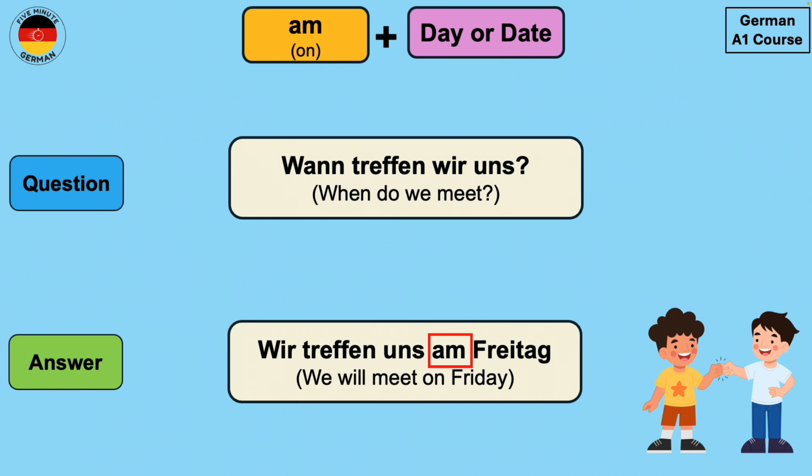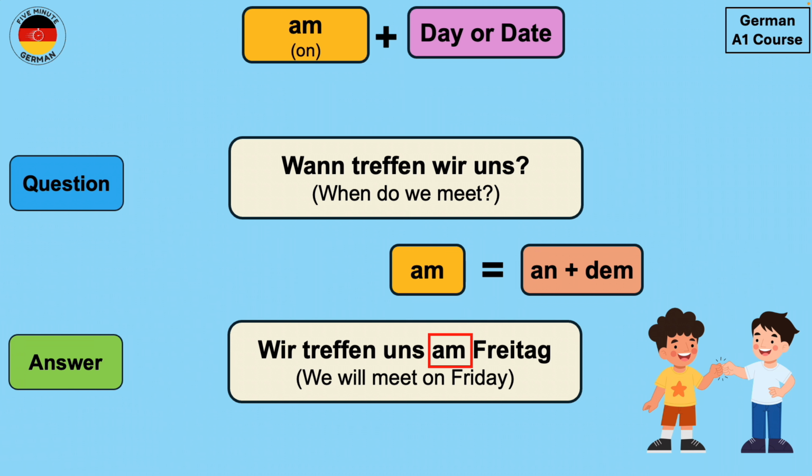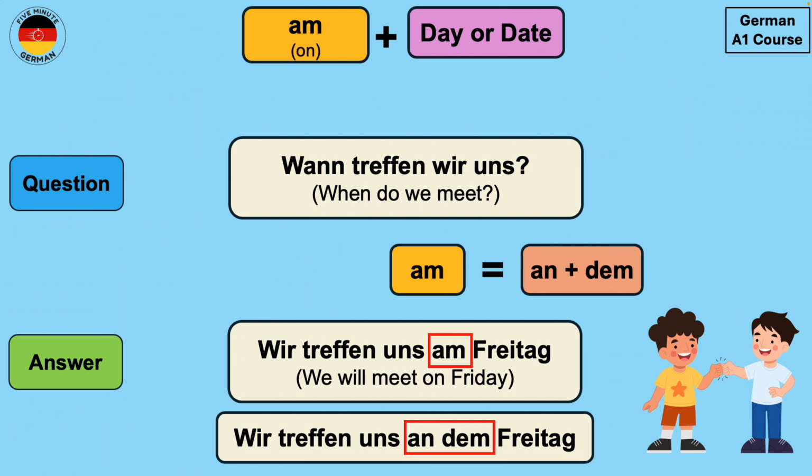Now another small piece of information, where does this am come from? So am is in fact the combination of an plus dem. So we could have also written the answer as wir treffen uns an dem Freitag. This translates to we will meet on the Friday. However, this variant is not commonly used and it is better that you use am. And one more point, why do we use dem over here?